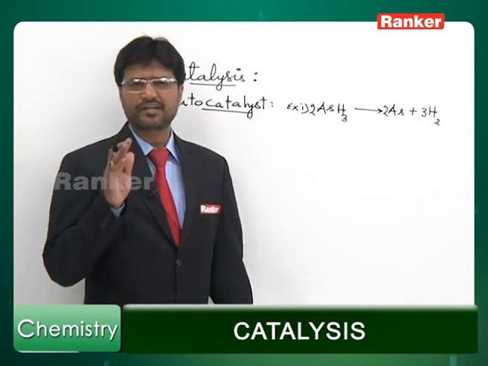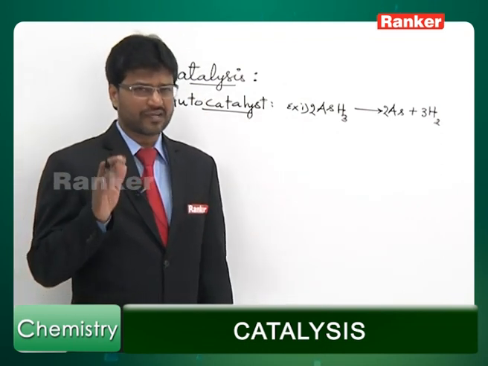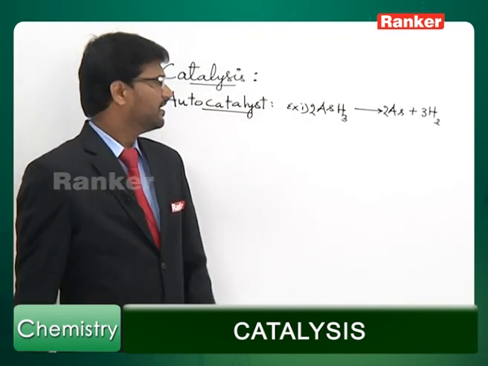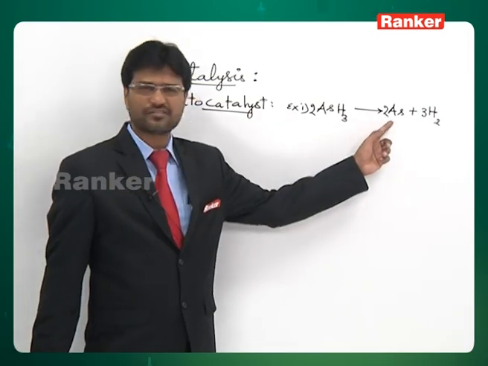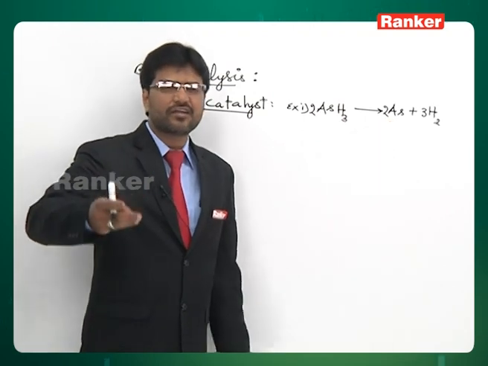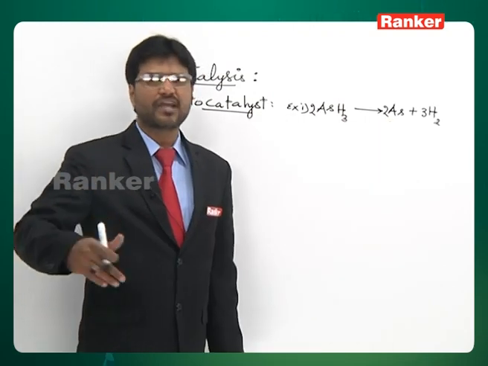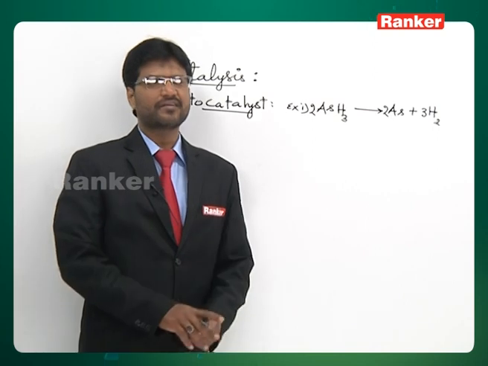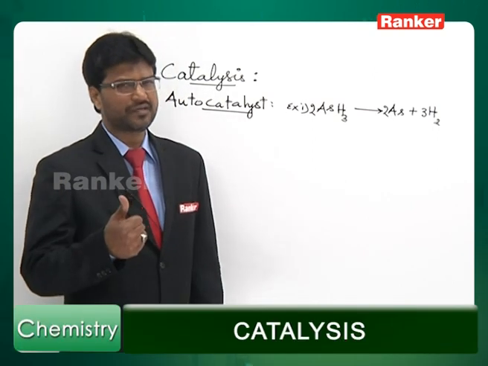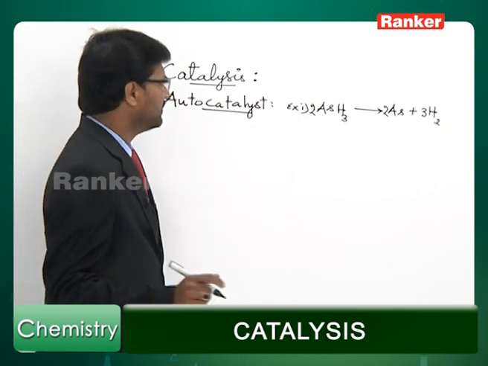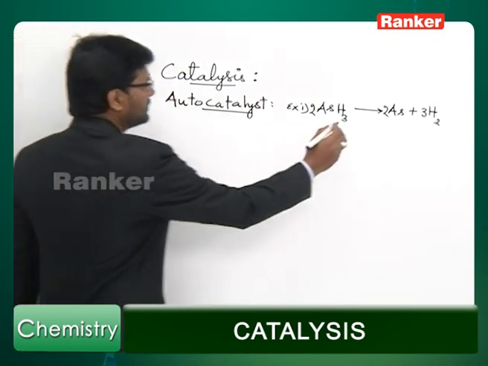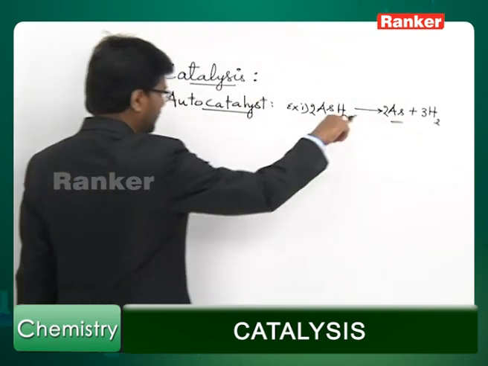One important indication of an autocatalyzed reaction is that it will be slow in the beginning. This reaction will be very slow in the beginning because in the beginning there is no arsenic. Once a reasonable amount of arsenic is formed, this reaction picks up speed. So, if a reaction is slow in the beginning and picks up speed after some time, then you can expect it to be an autocatalyzed reaction. So, this is the autocatalyst in this reaction.